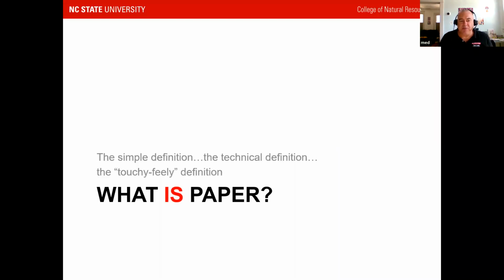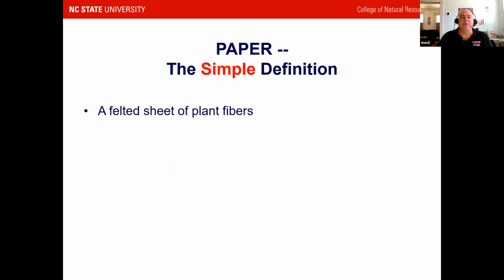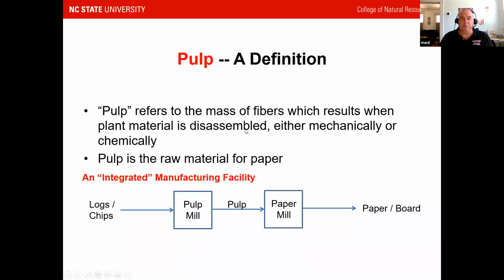So let's define paper first. I'll give you two different definitions. The simple definition, the technical definition, the touchy-feely definition. And the simple definition is it is a felted sheet of plant fibers. Plant fibers felted together like you make some sort of felt. But it also comes from pulp. And pulp is a pile of plant fibers that happens when we disassemble wood or any plant material, but mostly wood, using chemicals or mechanical action. So we go from wood to pulp to paper.